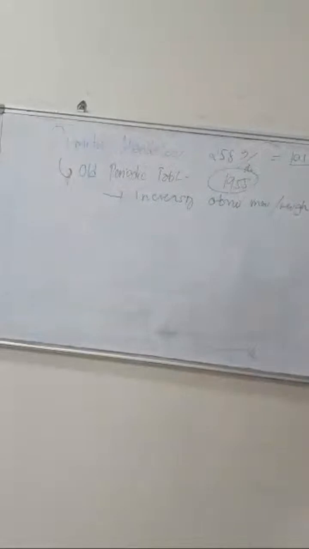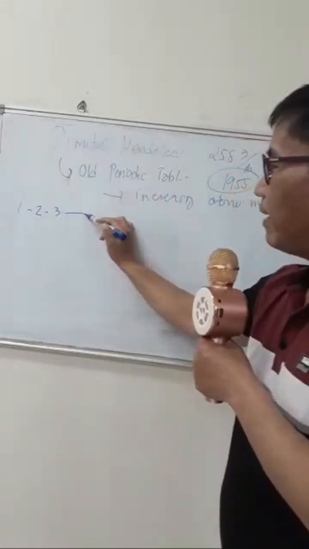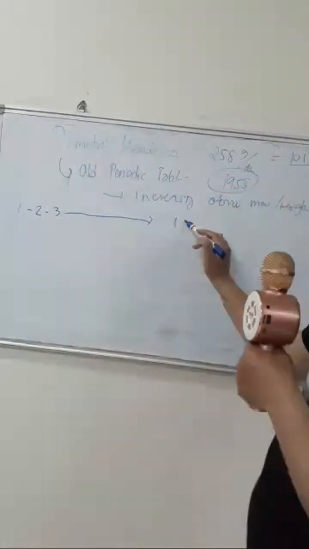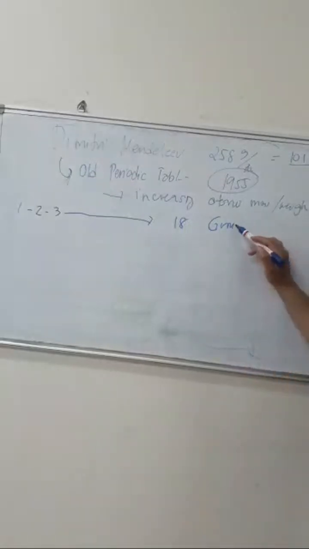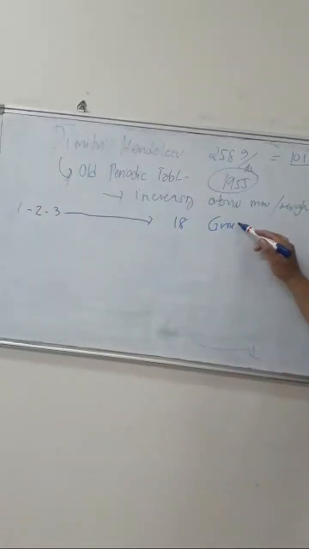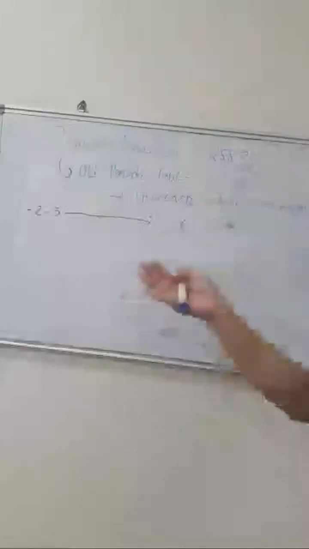Okay, now the modern one. We have 18 groups: 1, 2, 3, 4 until 18. The modern periodic table is arranged in increasing atomic number, and the properties of elements are based on the periodic functions of their atomic number. From left to right, the number increases. From top to bottom also, the atomic number increases. Okay? Things like that.